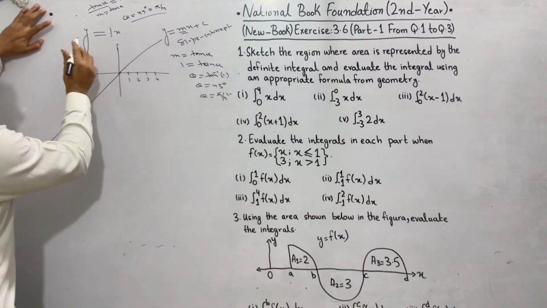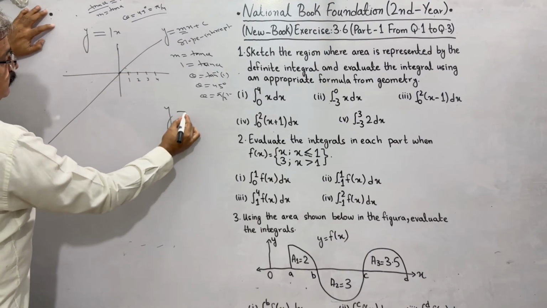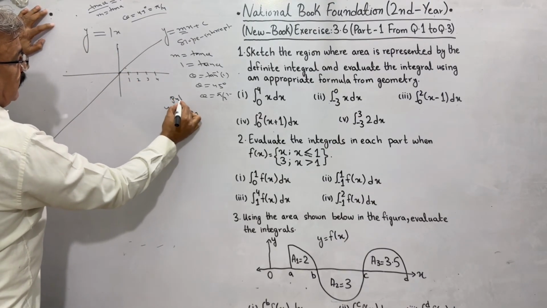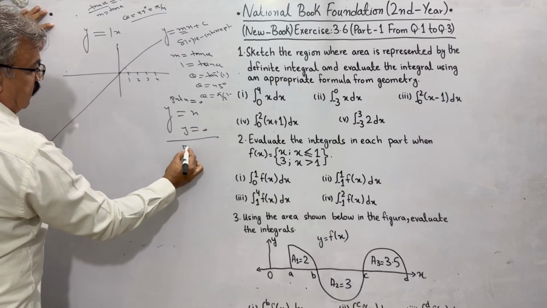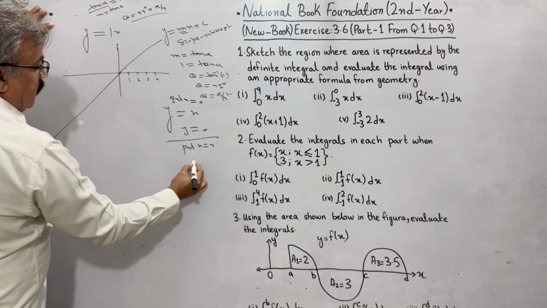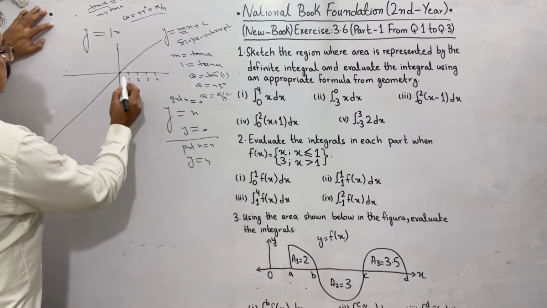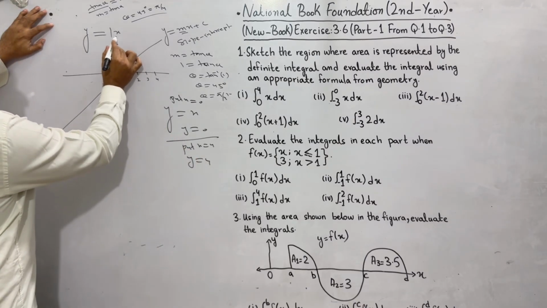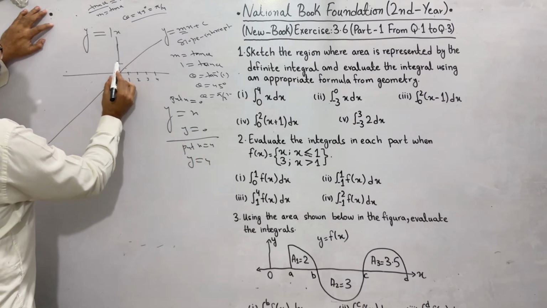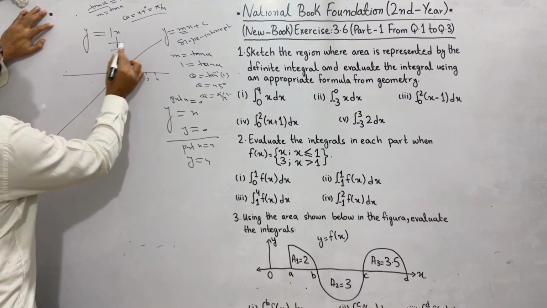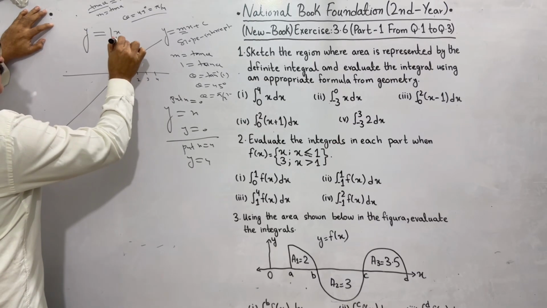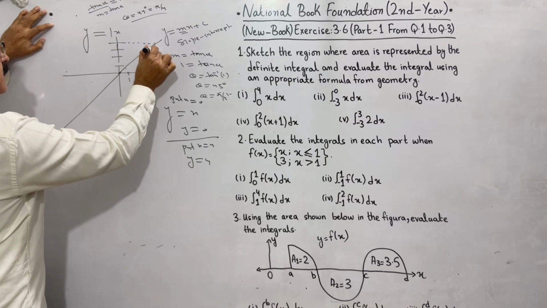If we put x is equal to 0, as the limits are given, then y is 0. Put x is equal to 4, and we have y is also equal to 4. So y also goes up to 4 units: 1, 2, 3, 4. It's a rough sketch. Making life simple.